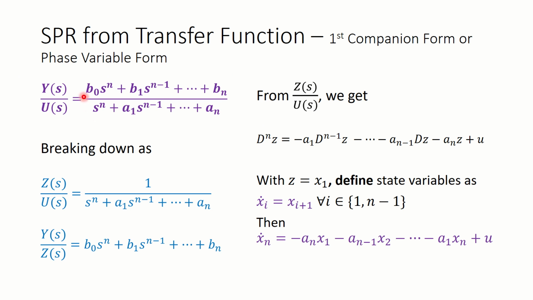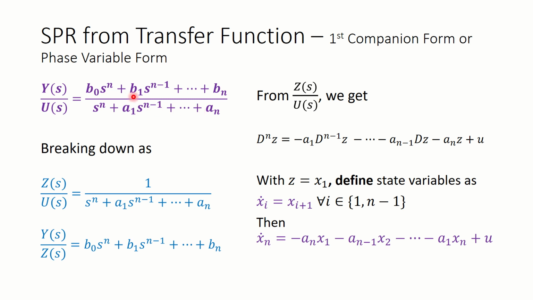Now please note that these bi's and these ai's need not be non-zero always. Some of these could be 0. Mostly you will find that this b0 is 0. When b0 is 0, the transfer function becomes a strictly proper transfer function. Otherwise, if b0 is non-zero, it remains a proper transfer function only. Similarly, any of these coefficients could be 0.